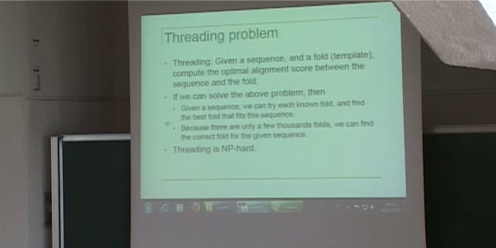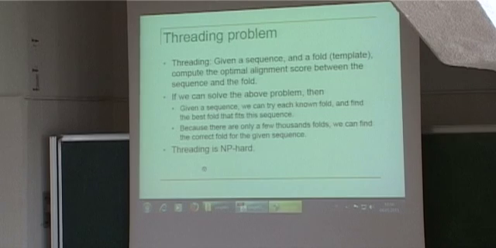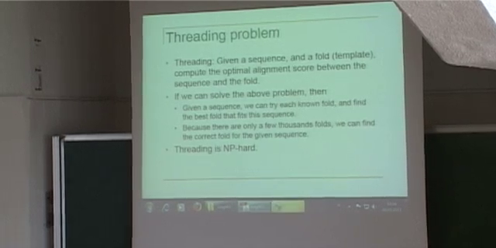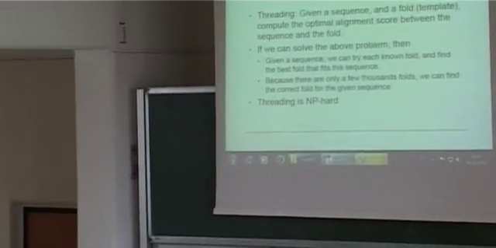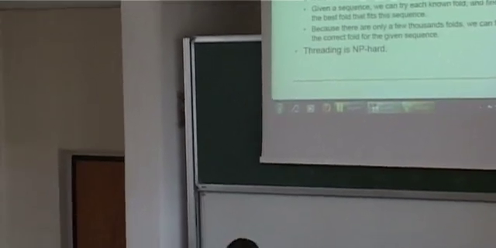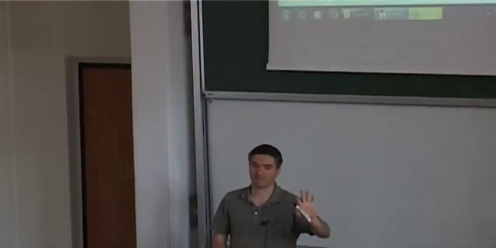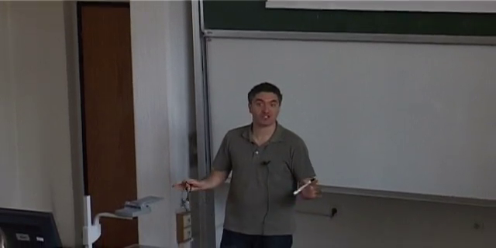If we can solve this problem, this is what I already told, given a sequence, we can try each known fold and find the best fold that fits this sequence. And because there are only a few thousand folds, we can find the correct fold for the given sequence. There's a paper that shows threading is NP-hard, meaning that it's as hard as the problems that are in the class NP. And in the class NP, we currently have problems with no known efficient solutions.